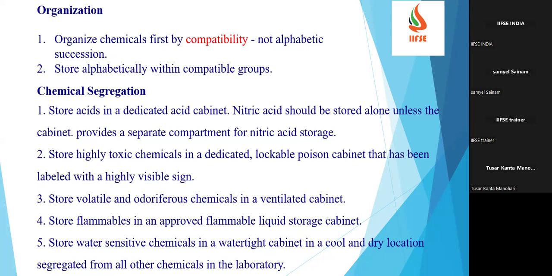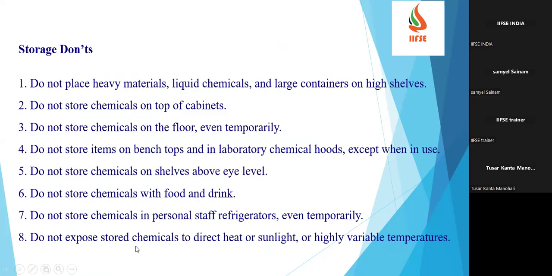Then chemical segregation: store acids in the dedicated acid cabinets, and nitric acid should be stored alone unless the cabinet provides a separate compartment for nitric acid storage. Store highly toxic chemicals in a dedicated, lockable poison cabinet labeled with a clearly visible sign. Store volatile and odoriferous chemicals in a ventilated cabinet, and store flammables in an approved flammable liquid storage cabinet. Store water sensitive chemicals in an airtight cabinet in a cool and dry location, segregated from all other chemicals in the laboratory. These are some of the requirements with respect to segregation.